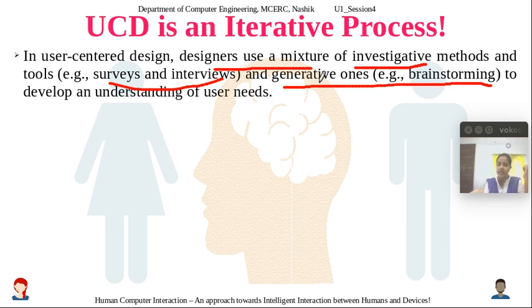Second is the generative ones, that means the brainstorming sessions. I can ask my users to fill some forms for me, to fill in some information, and based on the information which the user has filled, I will take out the requirements. This is also possible. Either you can go for direct requirements using surveys and interviews, or you can go for indirect ones, that means using brainstorming sessions.